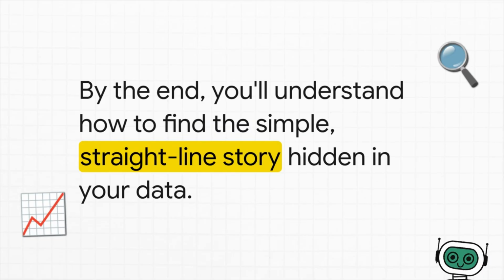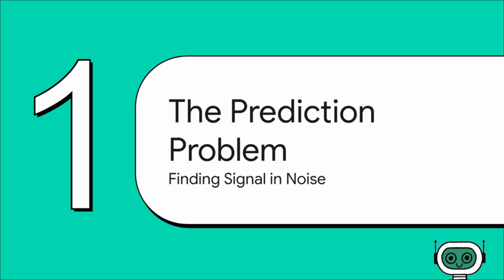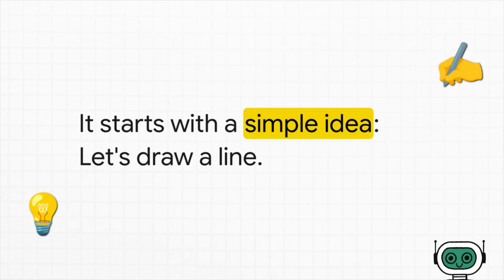By the end of this, you'll get it. You'll have the core intuition for how a machine tackles this exact problem. You'll see how to find that simple straight-line story that's often hiding in plain sight. Okay, let's dive in. At its heart, linear regression is a tool for solving a prediction problem. Our job is to find a meaningful signal that's buried inside what looks like a bunch of random noise. And the solution starts with a really simple, almost beautiful idea.